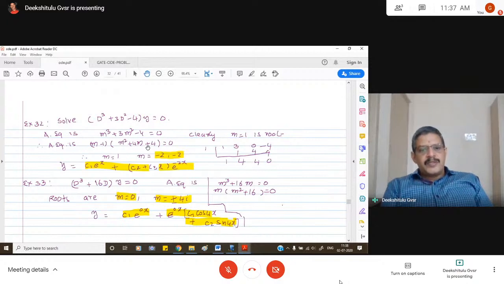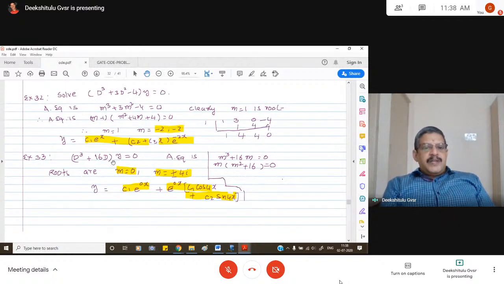Clearly m^2 + 4m + 4 is nothing but (m + 2)^2. So the roots are m = 1, and (m + 2)^2 means m = -2, -2. So this is a repeated root, and this is a distinct root. Corresponding to this root, you get part of the complementary function, c1 e^x. And for the repeated root, because it comes twice, (c2 + c3 x) e^(-2x) is the part of the complementary function corresponding to the repeated root m = -2. So this is your complementary function.